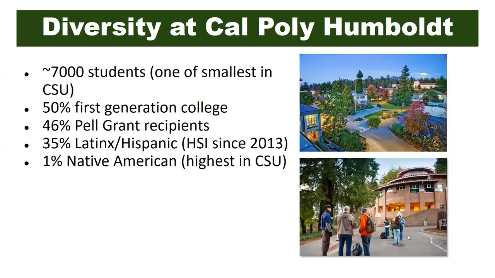So after Galapagos, we moved to Cal Poly Humboldt in Arcata. And let me tell you a little bit about the university. It is a very diverse place. We are a small university, about 7,000 students. We are, I think, the second smallest in the CSU system, but we have a very diverse student body. 50% of our students are first-generation college students, 46% are Pell Grant recipients, and 35% are Latinx. This makes us an HSI institution, which we have been since 2013. And 1% of our students are Native Americans, which sounds like very little, but it's actually the highest in the whole CSU system. The picture on the bottom right is actually a picture of our building. This is the Wildlife and Fisheries Building. So it's a very pretty place, as you can see.